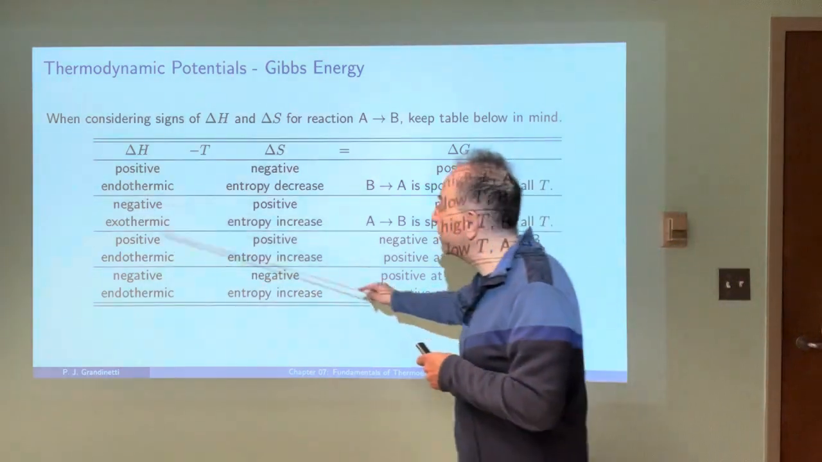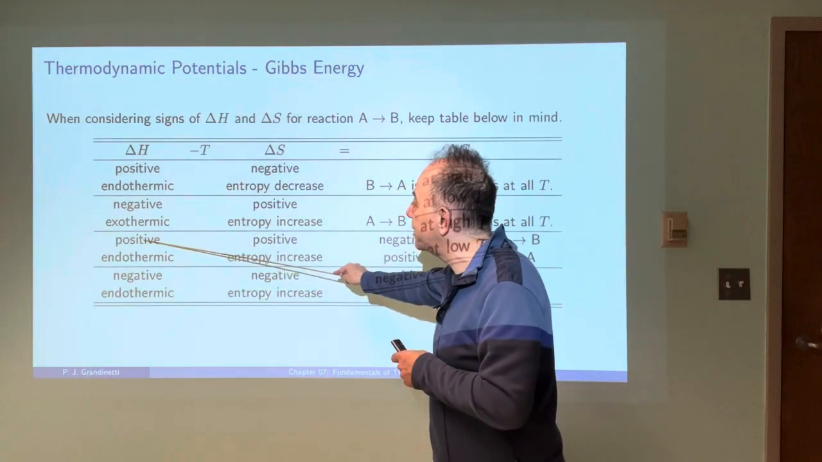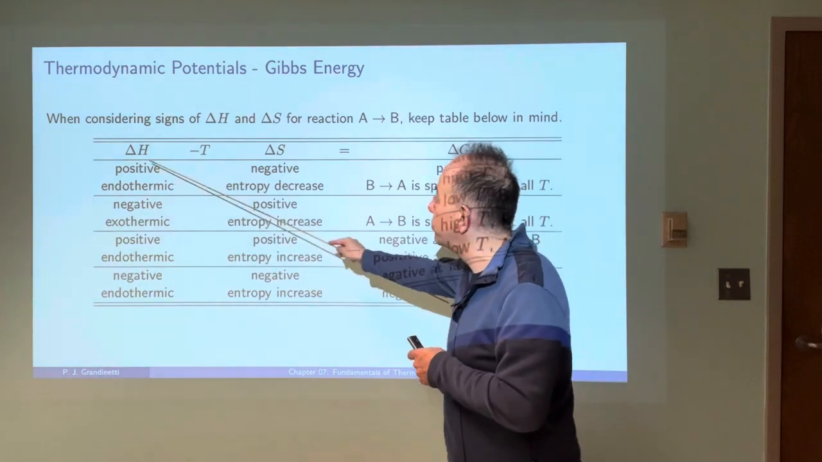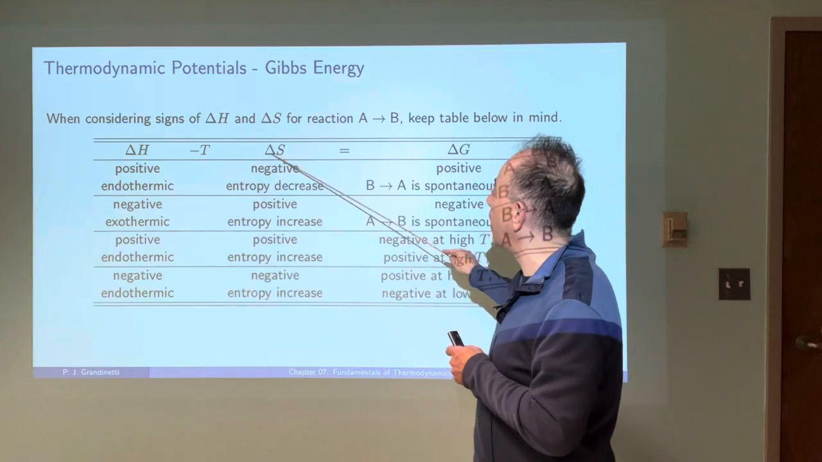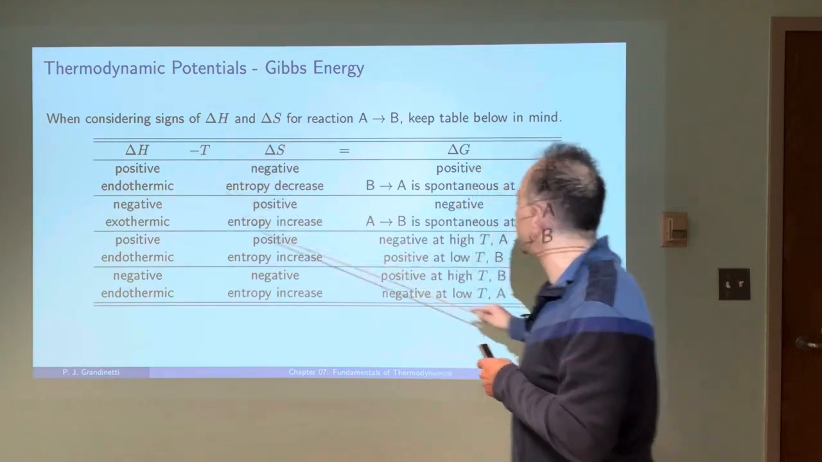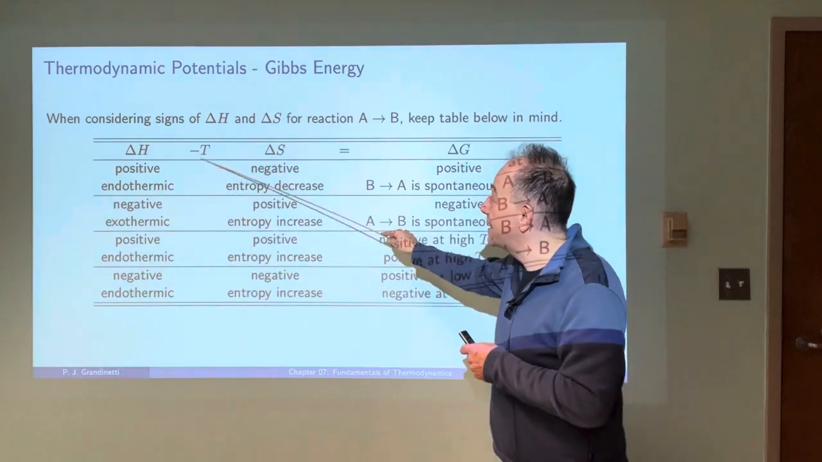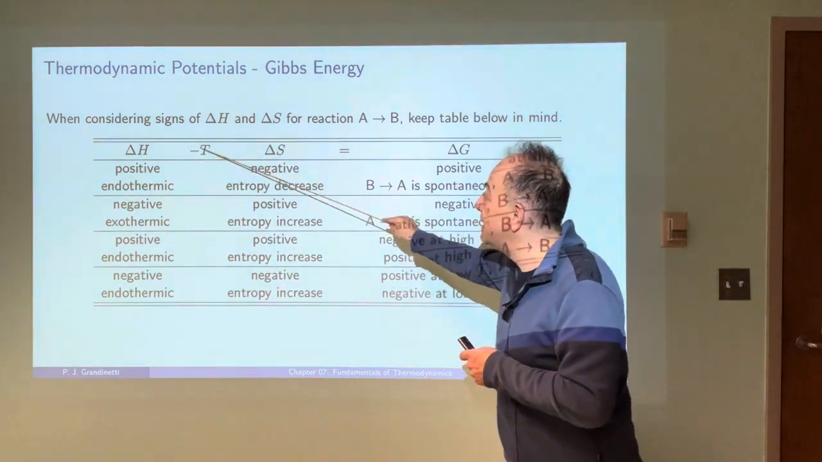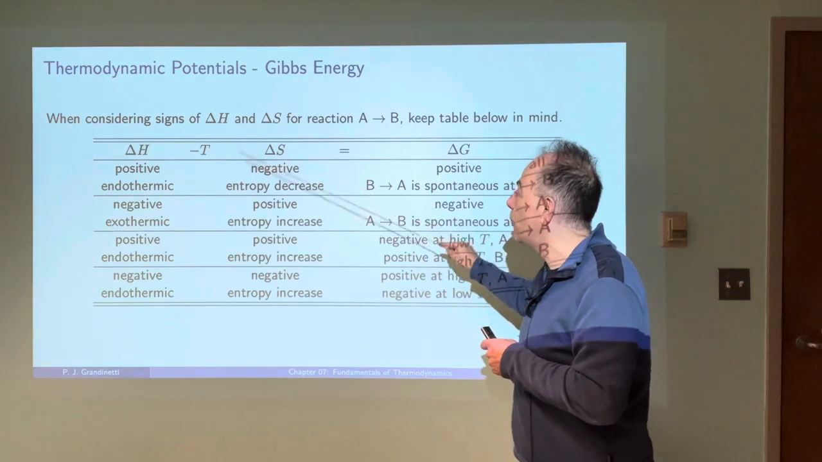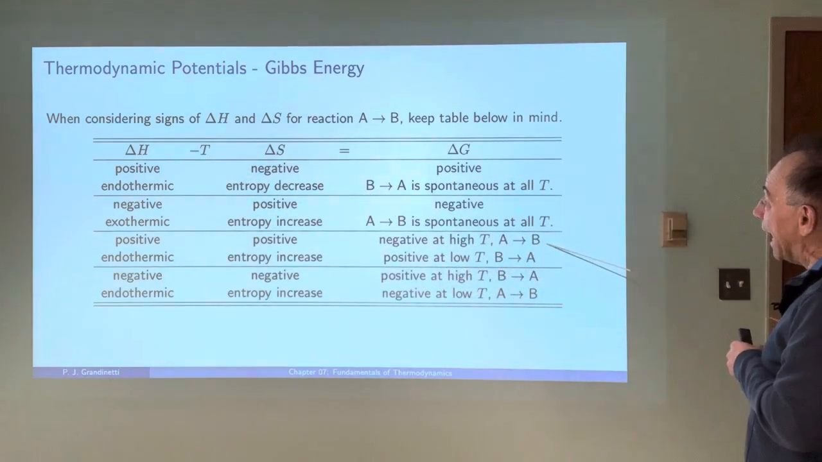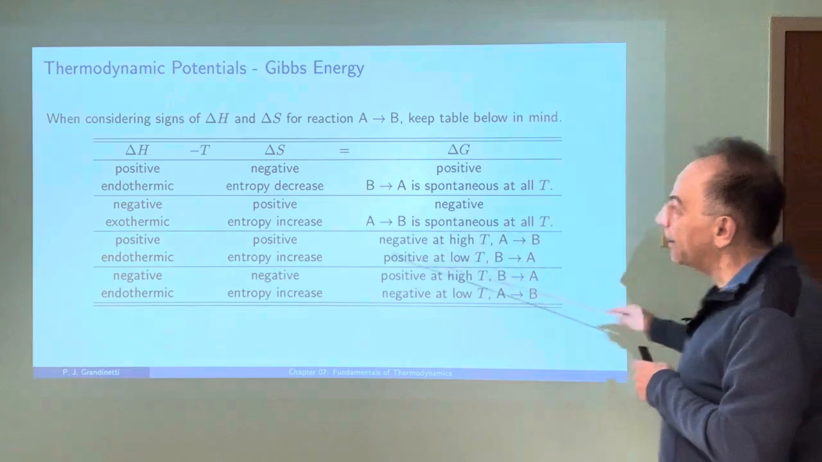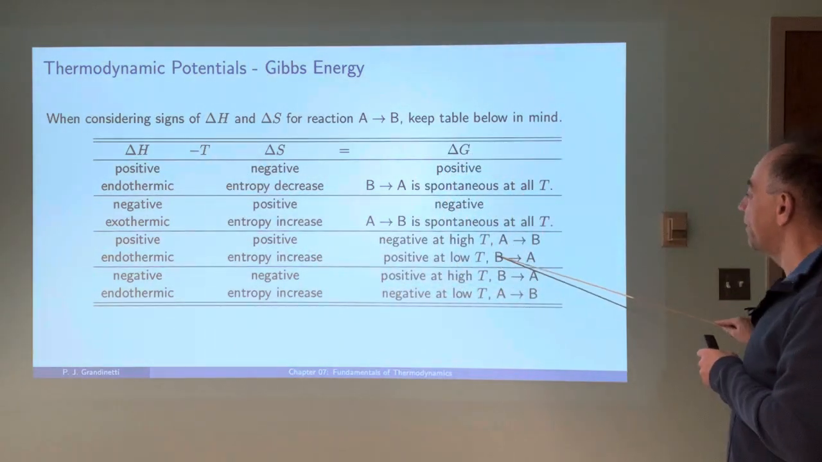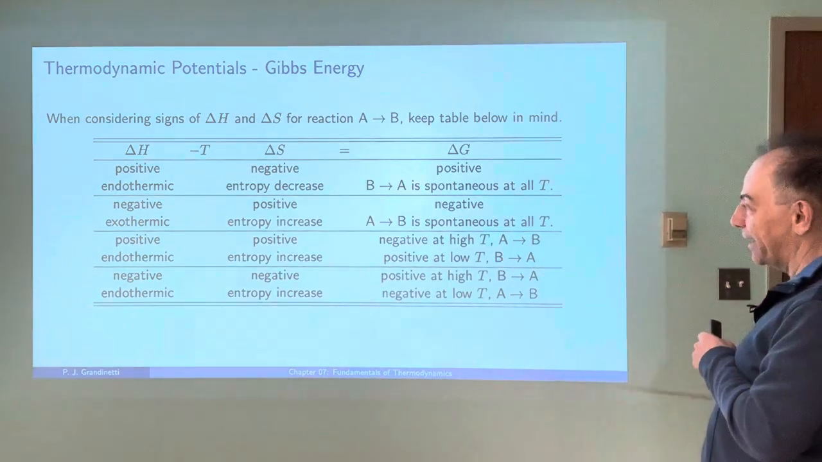But now you see when we get to a situation where delta H is positive, so it's endothermic, and delta S is positive, well then it kind of depends, because if this is positive and this is positive, then whether the whole quantity is negative depends upon temperature here. If temperature is really high, then it will force the T delta S term to be the dominant term, and that will force it to be a negative value, and that will make A to B the spontaneous direction. But if temperature gets too low, then this term can dominate, and we will have the backwards direction, B to A, be the spontaneous direction.